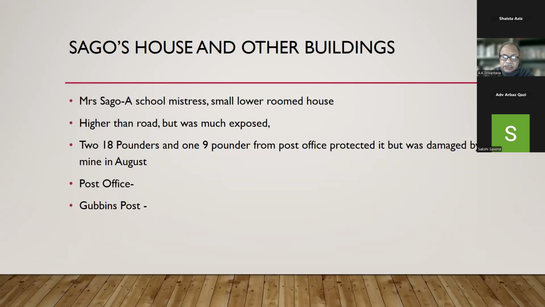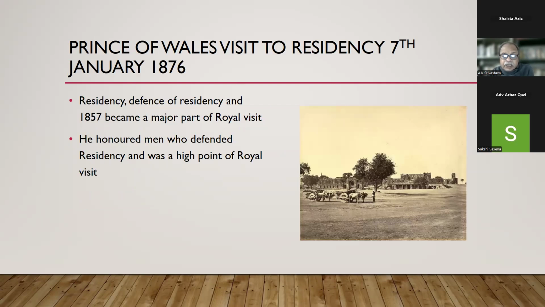There are other buildings like the Post Office and Gubbins Post, which you all must have seen in the morning. Gubbins Post saw a battle where again arrows and bows were used. So this is very briefly about the buildings we have all seen and how it is remembered.